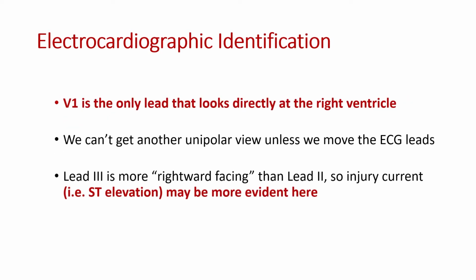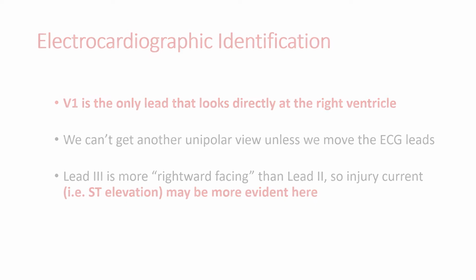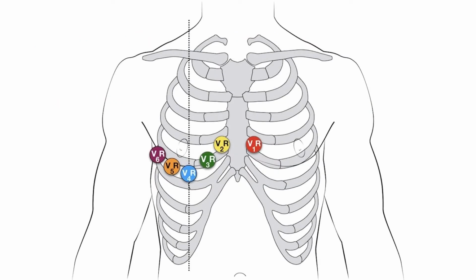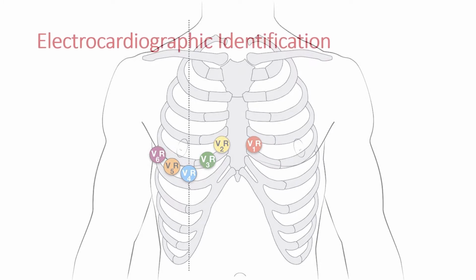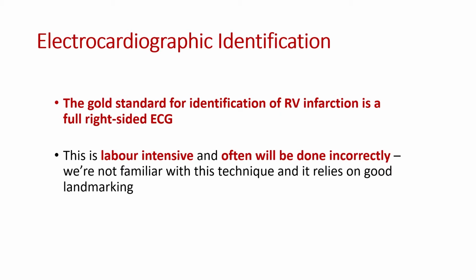But we can't get a unipolar view of the right ventricle unless we, again, start to think about moving ECG leads. So where might we move an ECG lead? Well, the proper diagnostic way to do it would be to do a full right-sided ECG. This is the gold standard for identification of right ventricular infarction. But, as with a posterior infarction, this is quite labor intensive and quite hard to do correctly because we're not familiar with the technique and we're not particularly good at landmarking. We need to be quite honest about that. I have never done a full right-sided ECG. I don't know anybody in paramedicine that has, so if we've not done it before and we've not practiced it, I wouldn't recommend doing it in the pre-hospital environment.